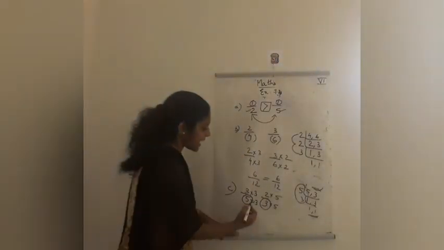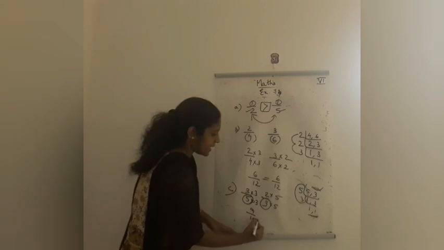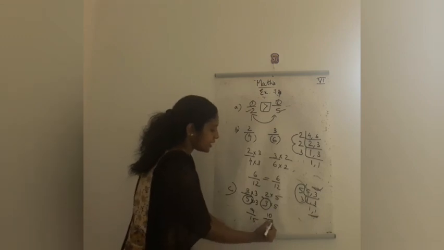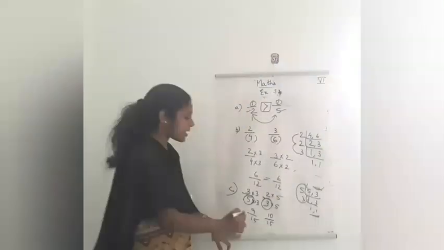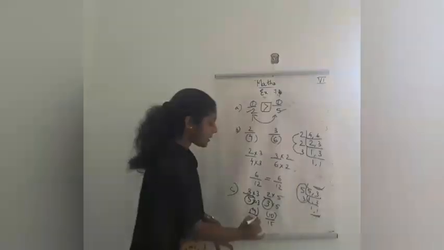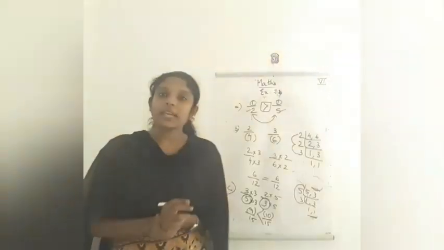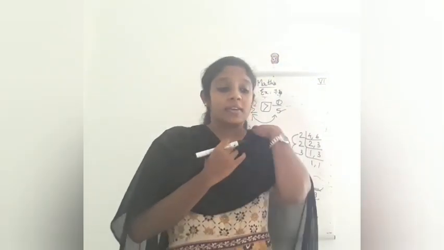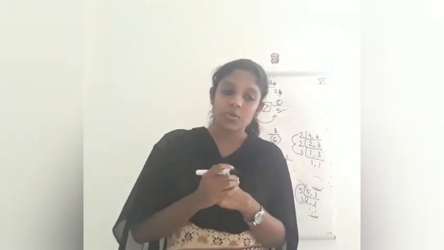So what will be the answer? 9 by 15 and 10 by 15. Now the denominators are the same, so you compare the numerators 9 and 10. Straight away comparing, 10 by 15 will be the greatest number. Okay, some more questions are given there. You can do it by yourself.